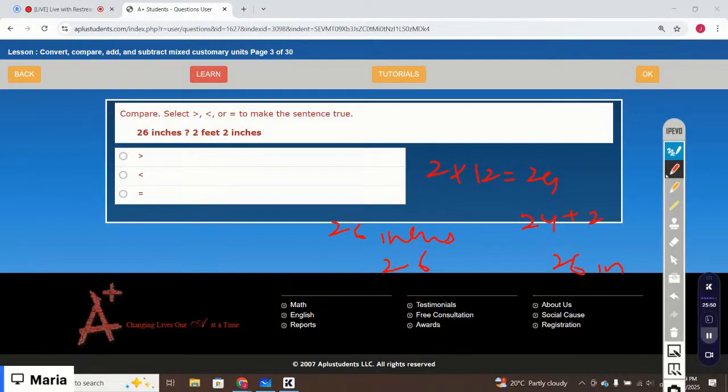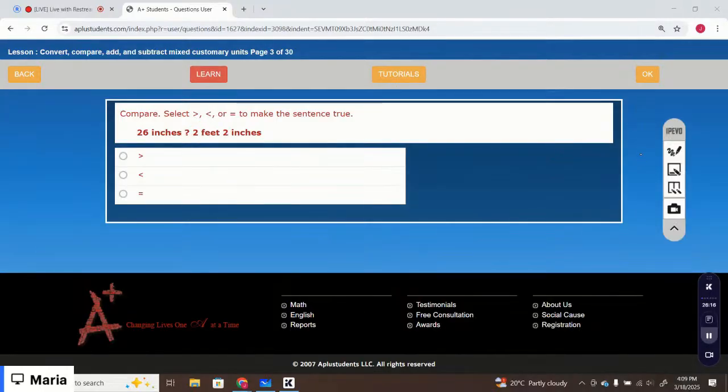So 26 and 26, they both are exactly equal. Basically, whenever you are going to compare two things, they must be in the same units, right? Here you have 26 inches, here you have 2 feet 2 inches. So I converted these 2 feet to inches also. 1 foot equals 12 inches. So you have 2 times 12, that equals 24. You already have 2 inches here. 24 plus 2 is 26. So you see both sides are exactly equal.